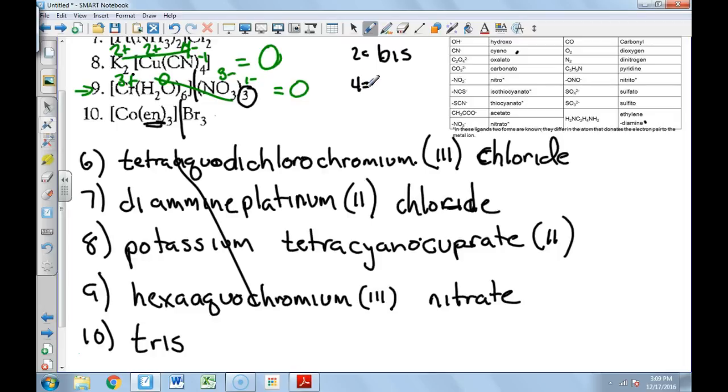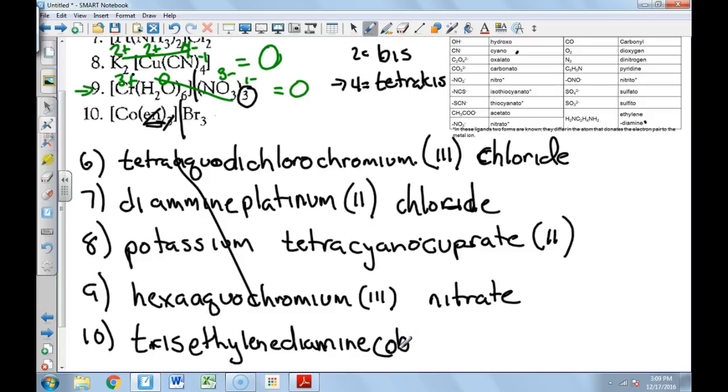If it was 4, instead of tetra, we would call it tetrakis. It's just what happens. We don't usually see tetrakis often. To have 4 things that are big and bulky around a metal is not as common as seeing 2 or 3. So this is tris, and then it's tris ethylene diamine, and that's just following that. And then cobalt, because we have tris ethylene diamine, and then cobalt.